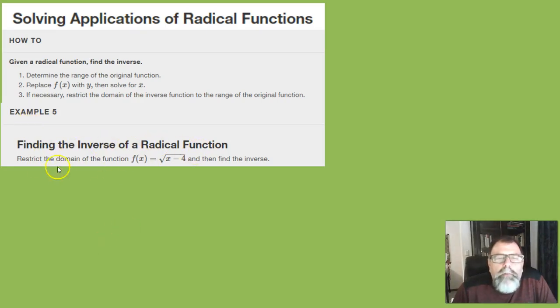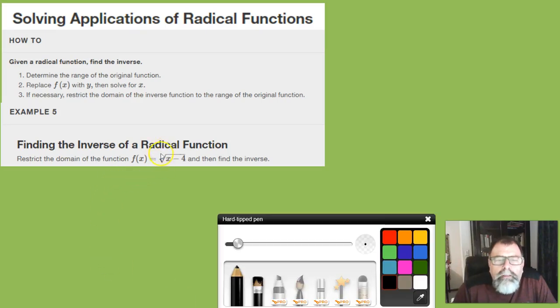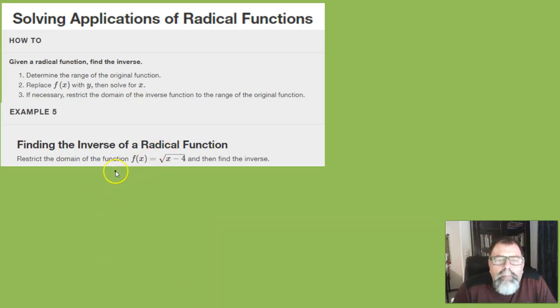Find the inverse of a radical function. Restrict the domain of the function and then find the inverse. All right, so again, if you have a radical and it's an even power, you have to make the domain such that the radicand, the thing underneath the radical sign, has to be greater than or equal to 0. Okay, so that's going to be your domain. That's how you restrict it. So add 4, x is greater than or equal to 4.